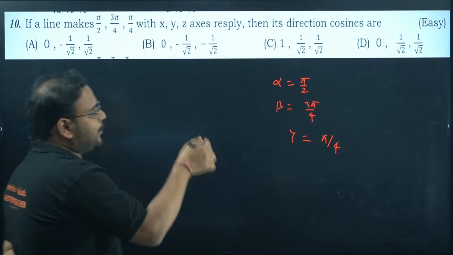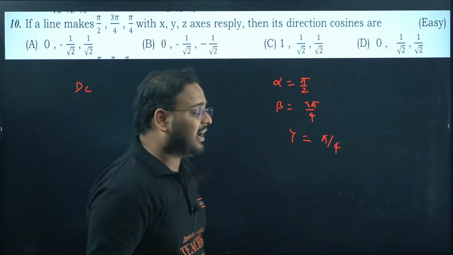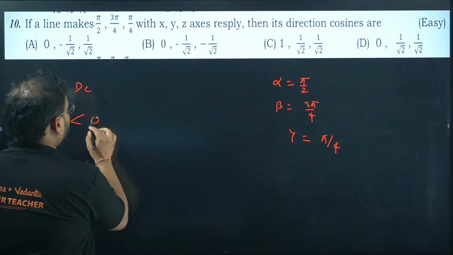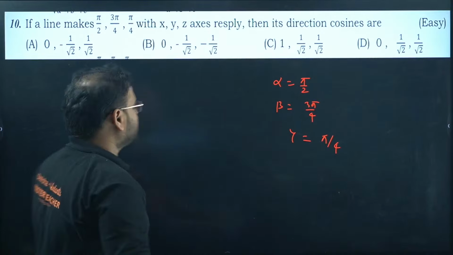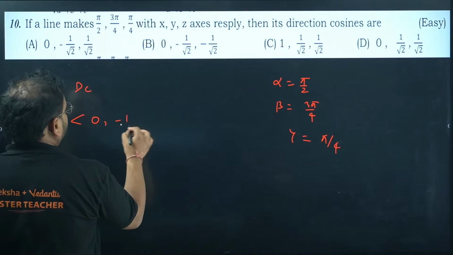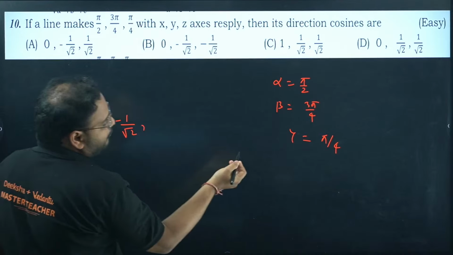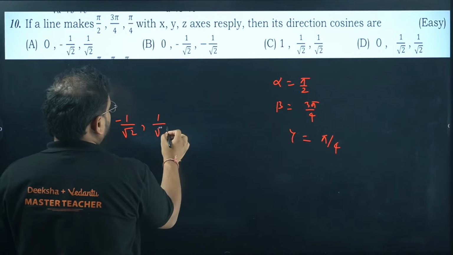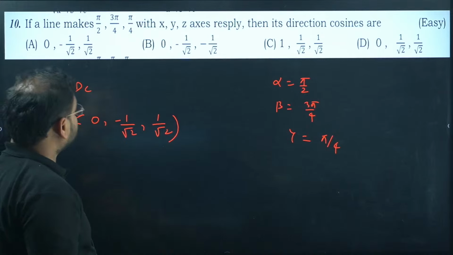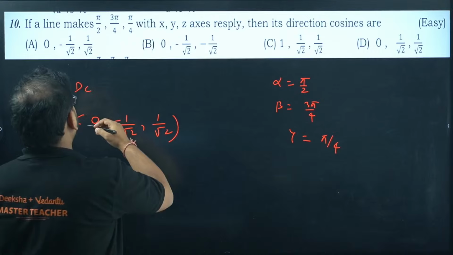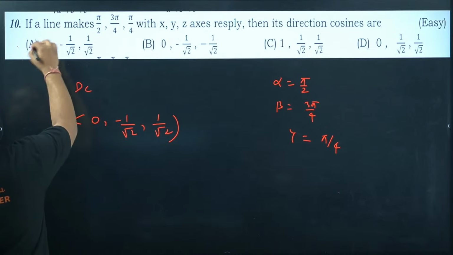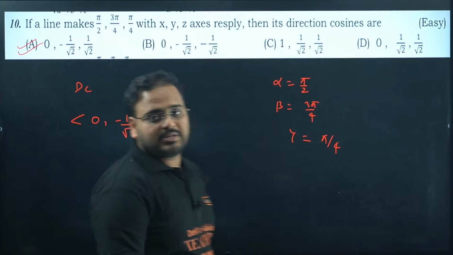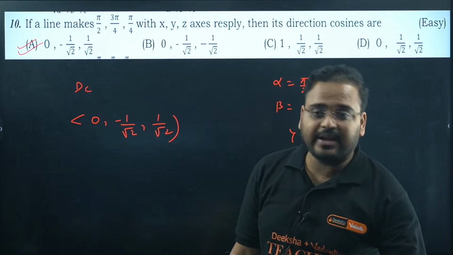Very simple, you apply cos on all of these angles. Cos of alpha will be 0, because cos pi by 2 is 0. Cos 3 pi by 4 will be a negative value, so in the second quadrant you'll have minus 1 by root 2, and cos pi by 4 will be a positive value, so 1 by root 2. So your answer is option A: 0, minus 1 by root 2 and 1 by root 2. Question number 10, option A is the right choice.